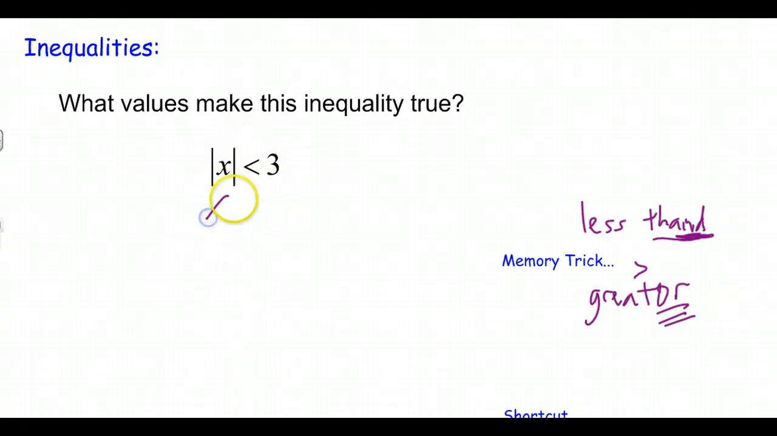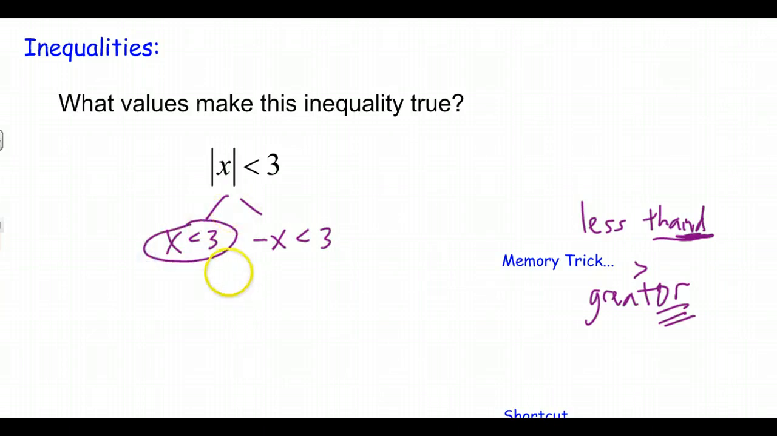So this is really an and symbol here. So we say, okay, let's split it up. We say x is less than 3. Or we say negative x is less than 3. Well, that's part of my answer. This is an and, so I want an and symbol there.